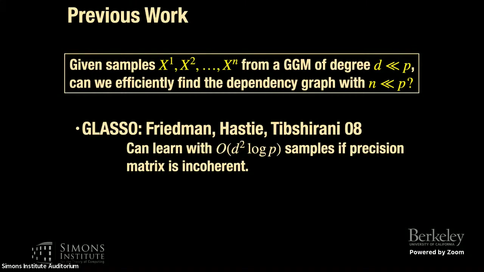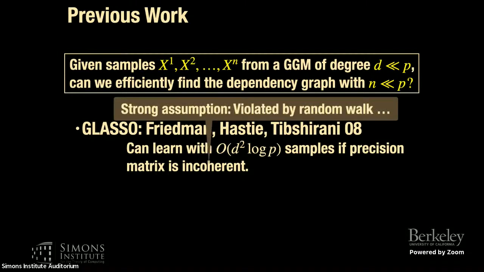And what they show is that you can indeed learn the dependency graph with very nice sample complexity, d squared log p. So it achieves this logarithmic dependence on the dimension, but they need a strong assumption that the precision matrix is incoherent, in some sense, which I'm not keen on defining now in the interest of time. But this is a strong assumption that is violated by the random walk model that we just looked at. In fact, it's violated by most models when you have long-range correlations.